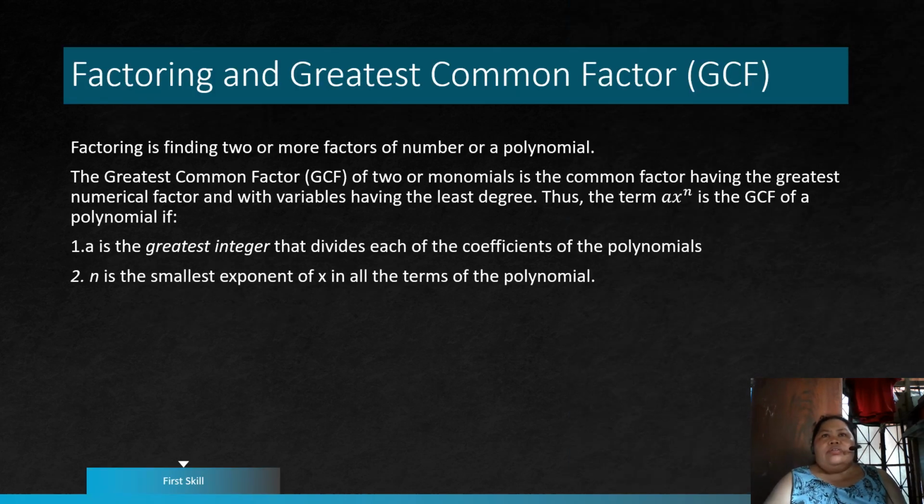Okay, factoring and the greatest common factor. Factoring is finding two or more factors of a number or a polynomial. The greatest common factor, or the GCF, of two monomials is the common factor having the greatest numerical value with variables having the least degree. So the term ax raised to n is the GCF of a polynomial if a is the greatest integer that divides each of the coefficients of the polynomial, and n is the smallest exponent of x in all terms of the polynomial.